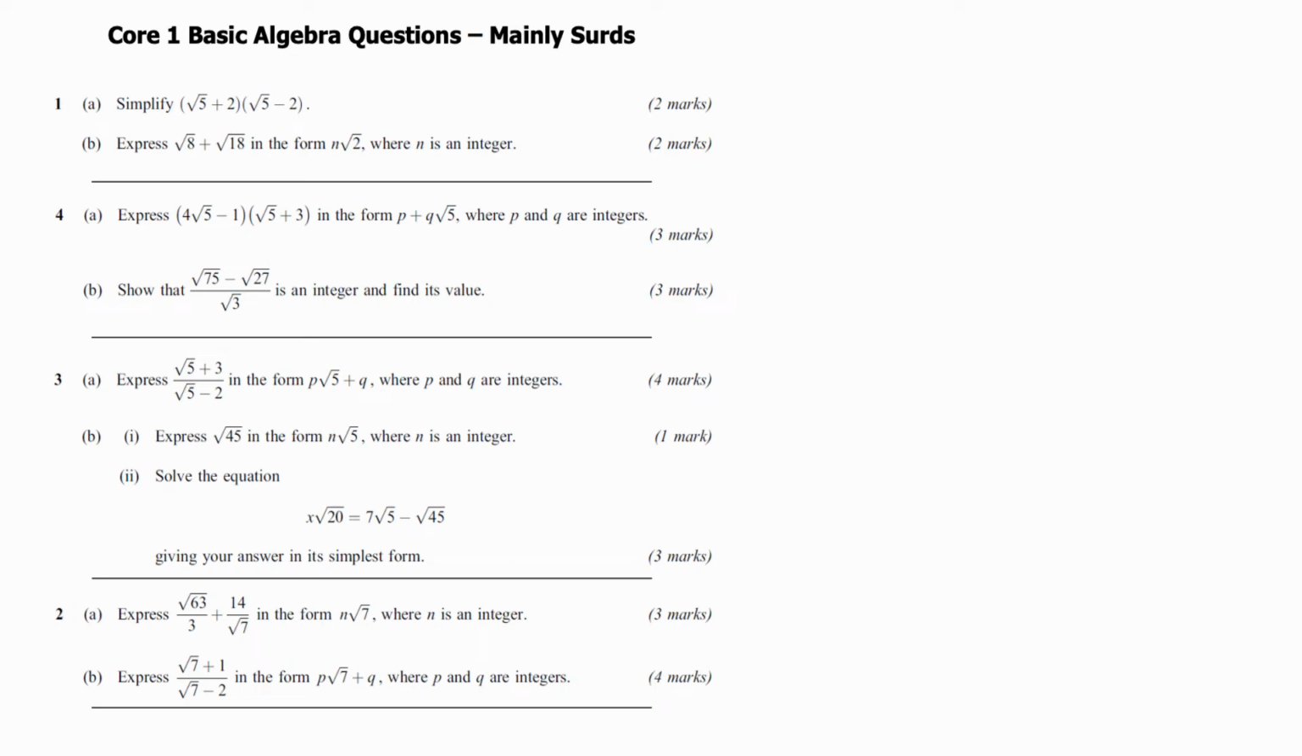Okay guys, welcome to this video looking at Core 1 basic algebra questions, mainly surds. We're looking at AS Pure Maths here, so it's appropriate for Year 12 and Year 13 students, and also GCSE further maths students and GCSE higher tier as well. But this is aimed at A-level pure maths, okay?